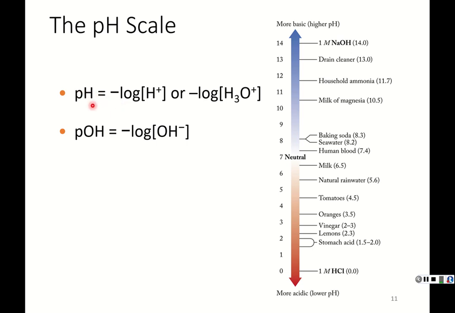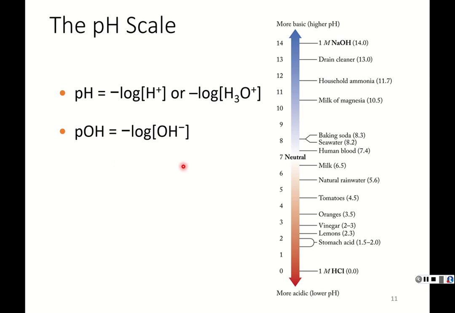So pH, the equation for it, and this is an important equation, pH equals minus log of the H plus concentration. We can write another term that's very similar, but it's describing the OH minus concentration, and that's pOH, and that's equal to minus log of the OH minus concentration.